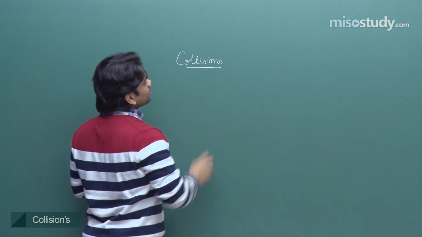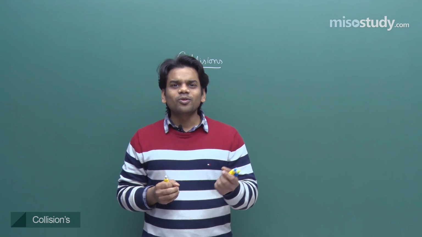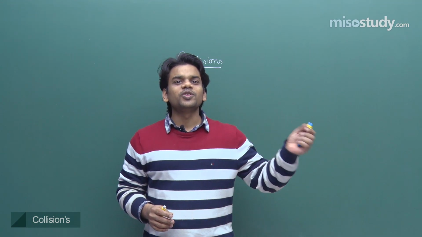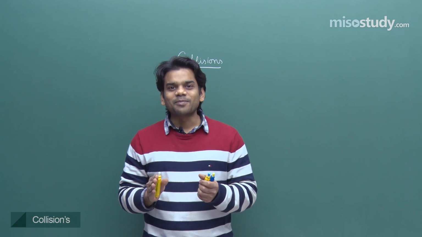Now collisions, you must be very much aware of the term collision. Collision means when two objects collide with each other. A normal physical collision, let's say if you have thrown a stone towards a wall, the stone is going to strike the wall, that means a collision has occurred. Very simple example once again.